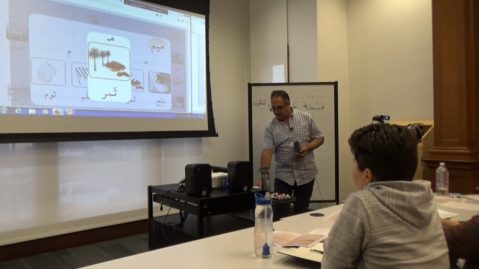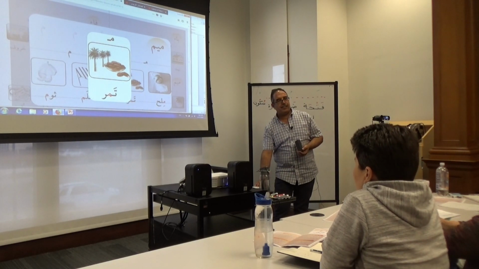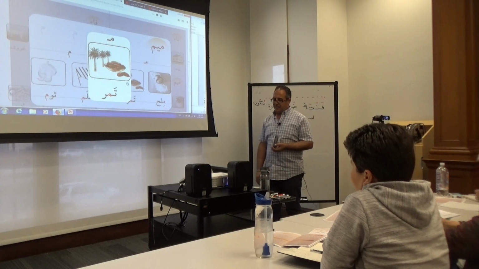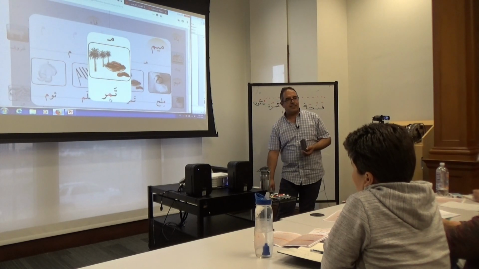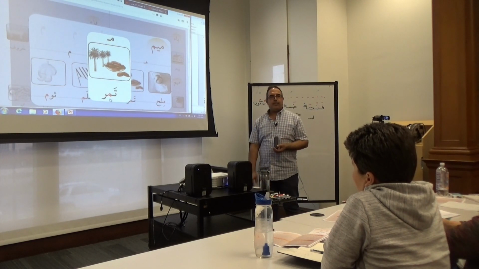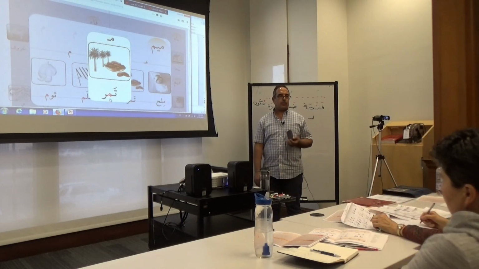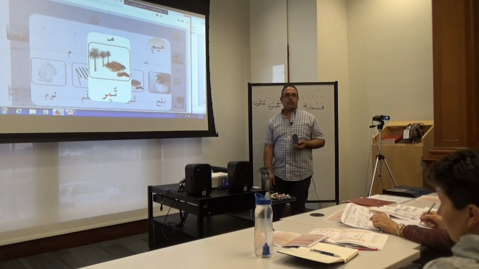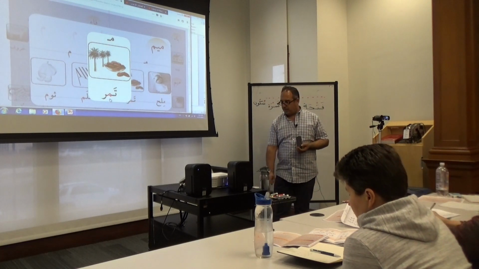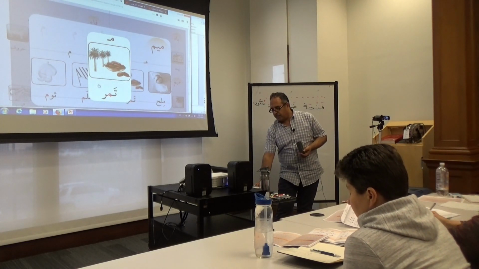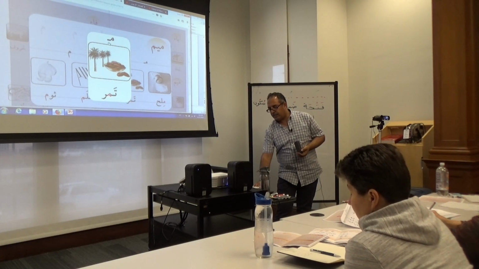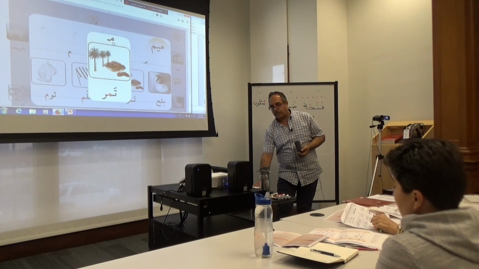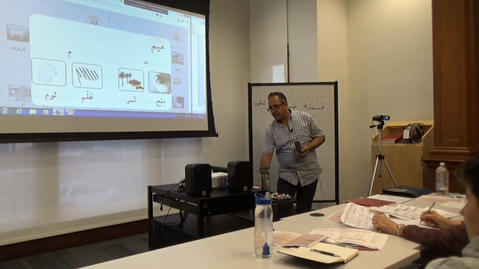This one, what is this anyway? Anybody? Dates. So we have ta. Remember, if there is nothing there, you can assume it is a sukoon. So tamr. Yes. And mim, like we said, in the middle, also written like that, as it is shown here at the top. That's date.